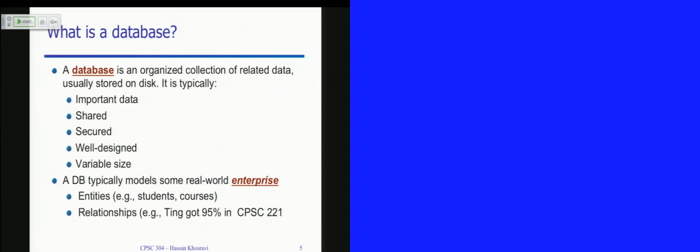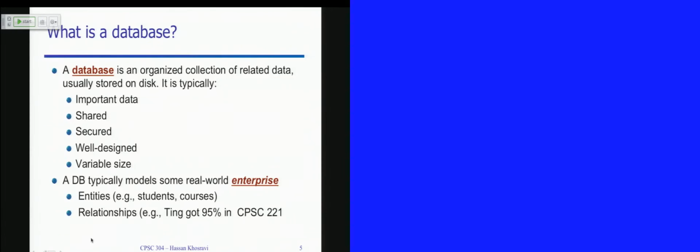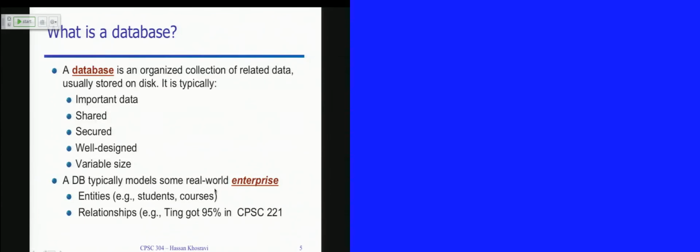A database typically is showing some real-world enterprise. Again, we can think back about UBC, where you have entities. Entities could be the students that we have, the courses that we have, instructors, all sorts of information. And relationships will be how entities relate to each other. So for example, a person can take 221 and they can get 55% on it. Any questions?